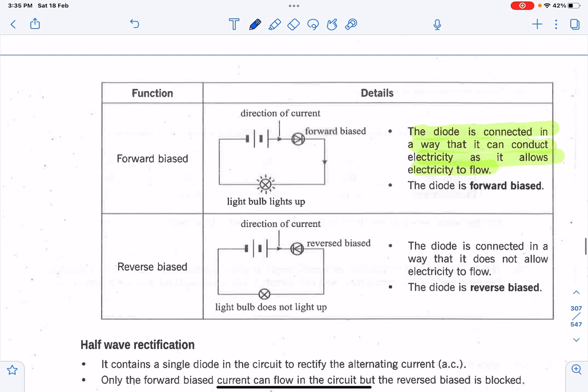So what is forward bias? This is where the diode is connected in a way such that it conducts electricity and allows electricity to flow through. So this is forward bias. On the other hand, reverse bias is where the diode is connected in a way that does not allow electricity to pass through. It's like hindering you or pushing against that flow. That is a reverse bias.